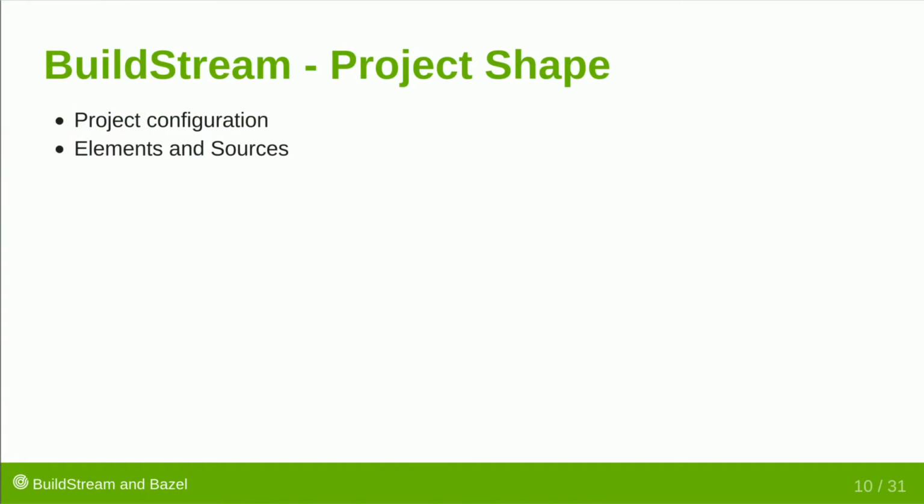BuildStream splits the inputs that it's dealing with into two things, elements and sources. Elements are integral pieces of work to be done. That might be a software build, it might be an integration step in producing your output. And sources, which are sets of inputs that come together and get staged as the input to an element process.